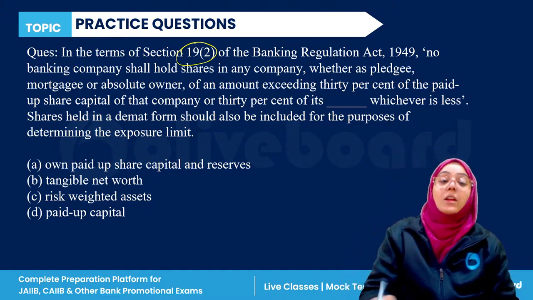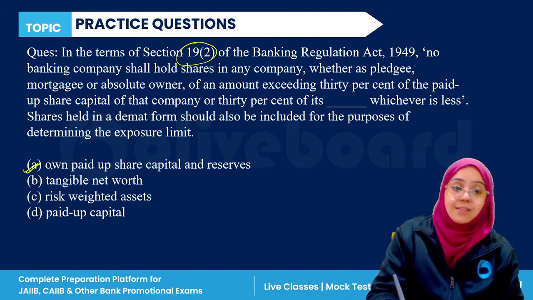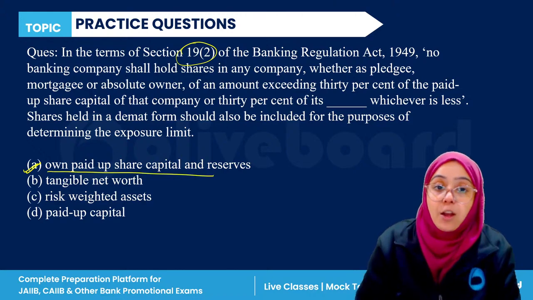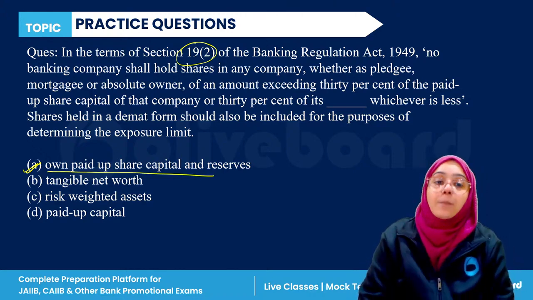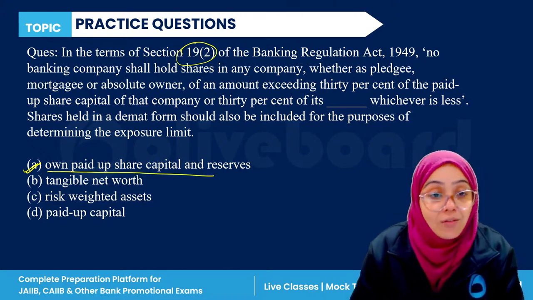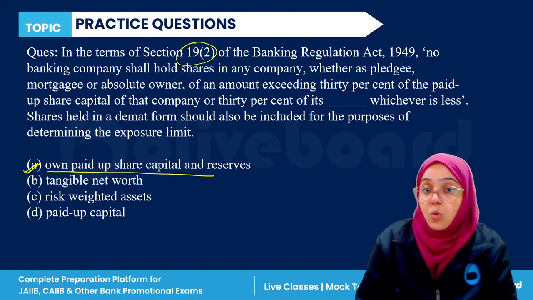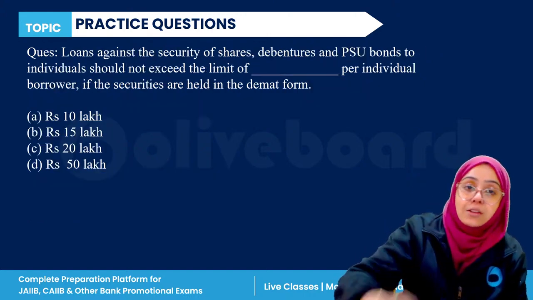Yes. So if we talk about the correct answer, it is A. So it is either 30% of the paid up share capital of the company or 30% of its own paid up share capital and reserves, whichever is less. So this is the correct definition, which is defined under section 19(2) of the Banking Regulation Act, right?